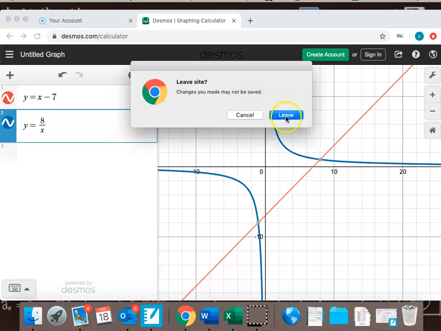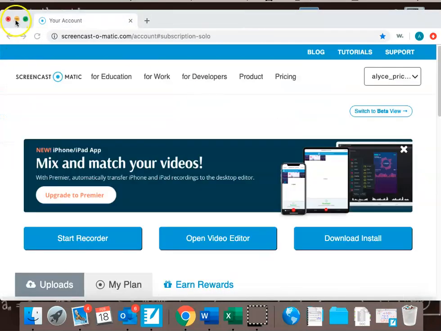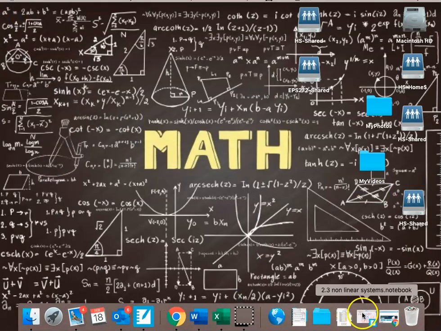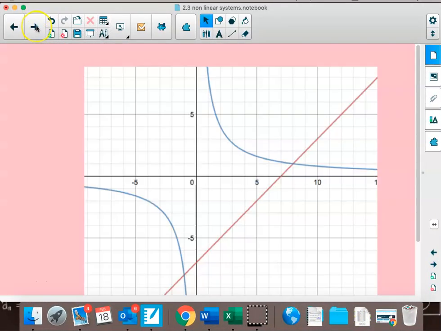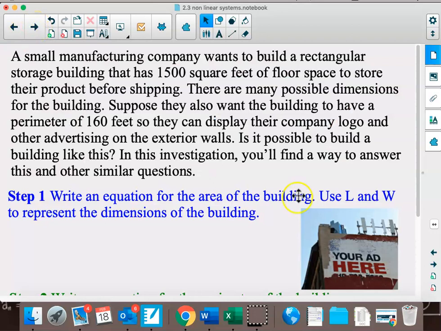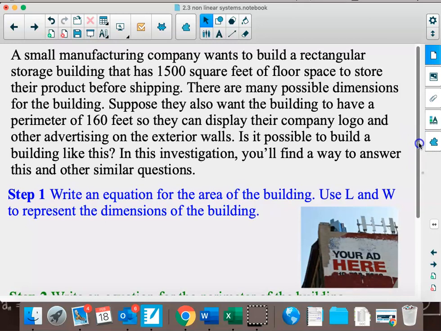Okay. I am leaving this site because we have to get through one more problem. Okay, we're going to do this. We have 7 minutes. We're not going to be able to start the quiz. But I do want to do a word problem first before we start the quiz.